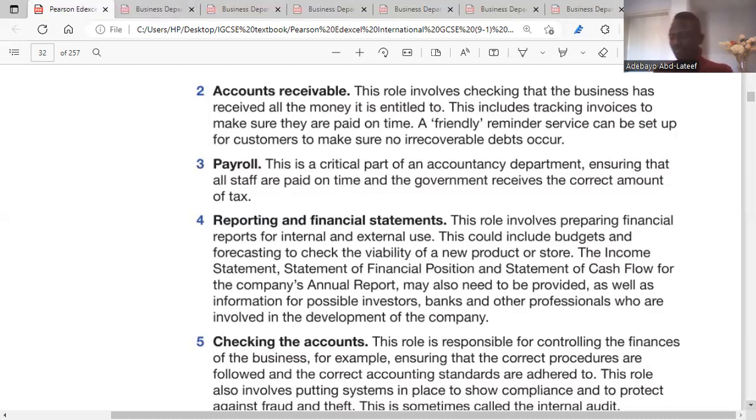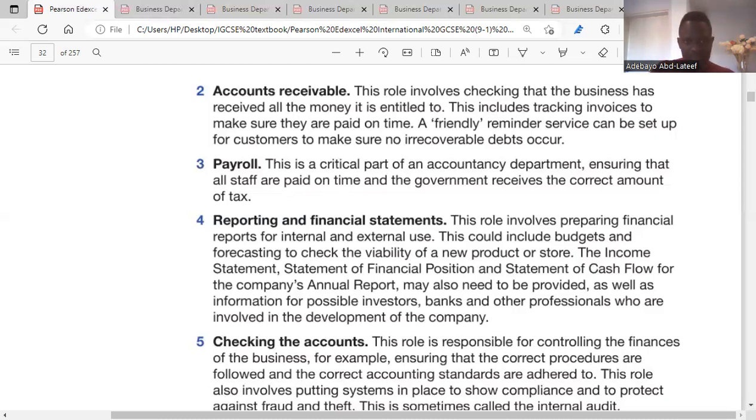The third one, payroll. When we talk about payroll, we're talking about payments to your staff. You have to pay your workers as at when due. And also, through the payroll, you have to pay government tax. So what does the accounts department do? Here I said, payroll involves making sure all staff are paid on time and making sure government receives the correct amount of tax. So you have to pay government the correct amount of tax that is due. If not, you'll be charged for tax evasion. So you have to pay government their tax, the correct amount, and also your workers, you have to pay them when due.